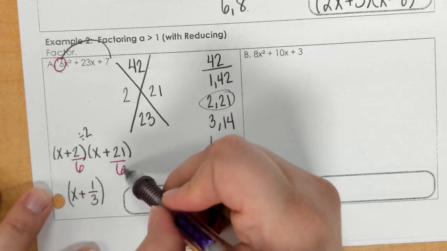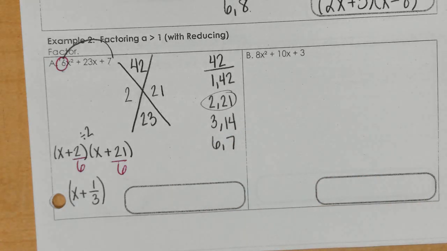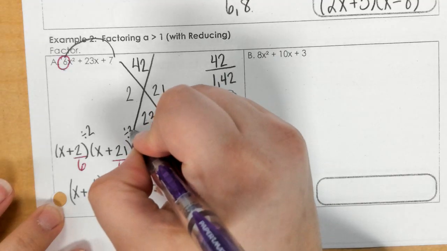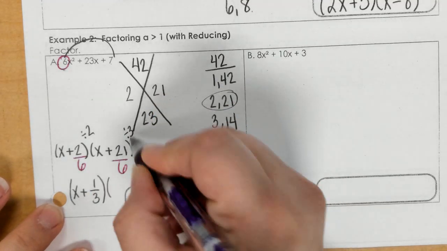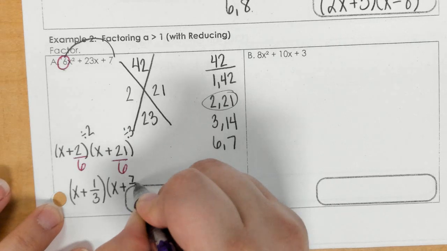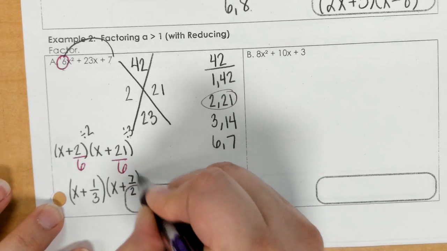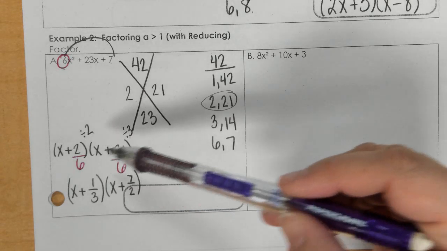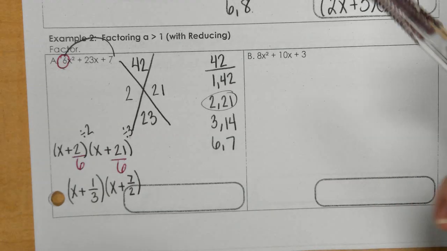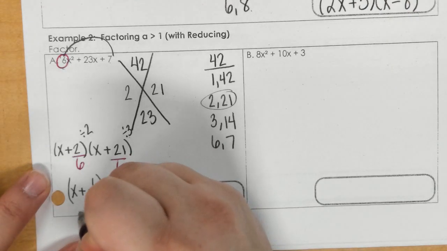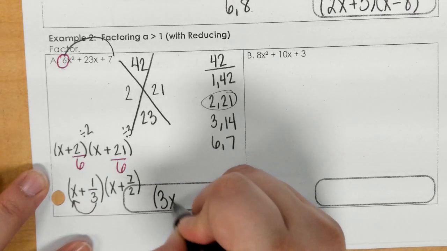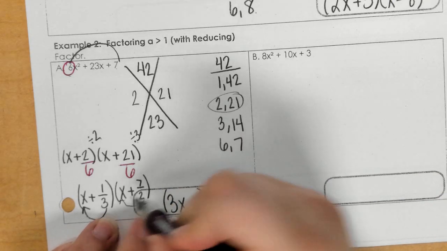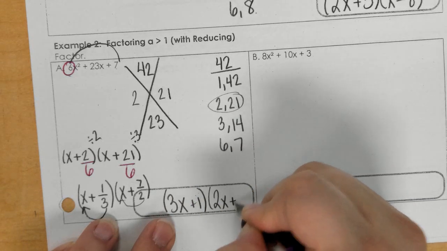And then here, 21 divided by 6 gives me a decimal. But if I reduce that, I could reduce by 3. 21 goes into, or 3 goes into 21 7 times. And 6 divided by 3 is 2. So what I did, instead of just bringing the bottom up, I go ahead and simplify the fractions, reduce the fractions, and now I bring the bottom up. So 3x plus 1 and 2x plus 7.